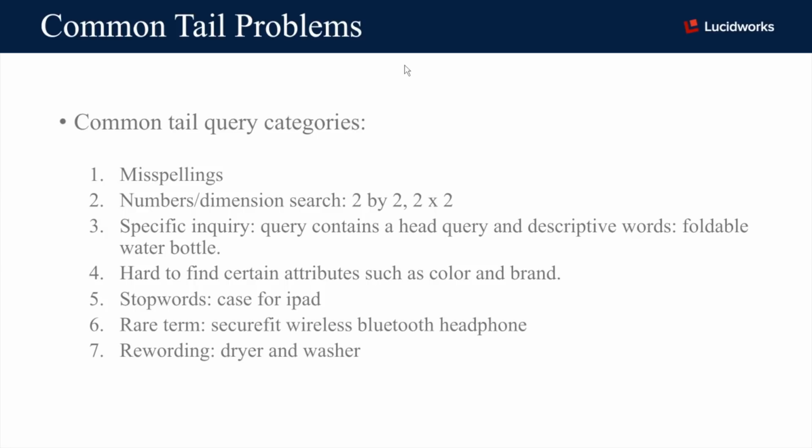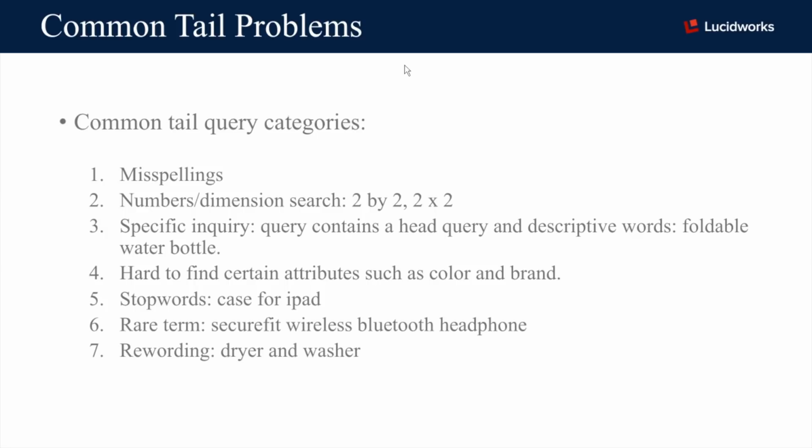And very often, customers may have a hard time finding certain attributes such as color and brand, which indicates the boosting weights for those fields may not be set up properly. Sometimes there are stop words in the query, which may require a match of the stop words too if they're not trimmed out. And sometimes customers search on a rare term that does not exist, or people use a synonym like barrister instead of lawyer. Then we can either leave it there or replace it with a more common query.